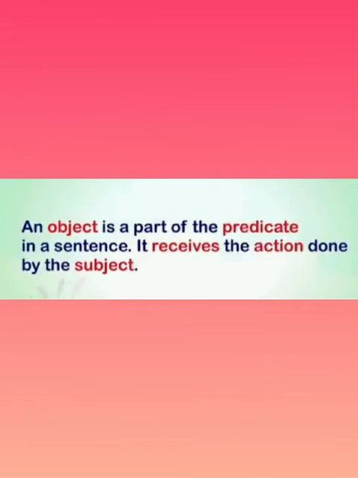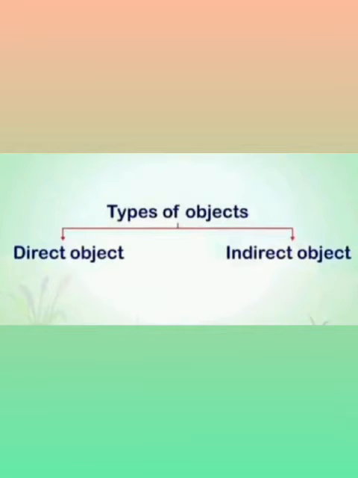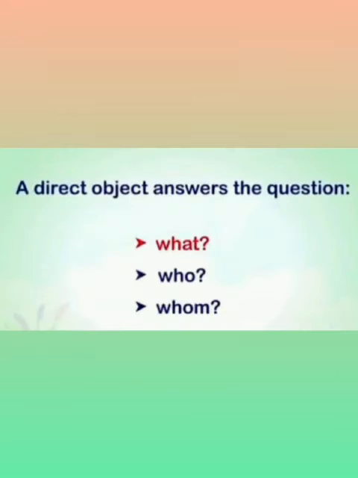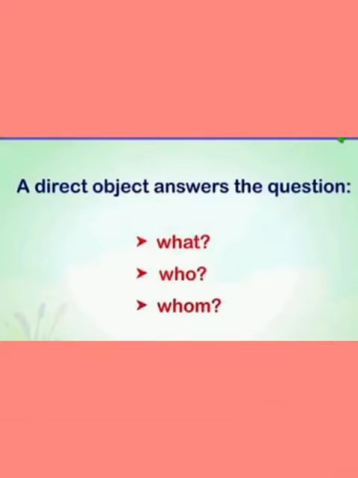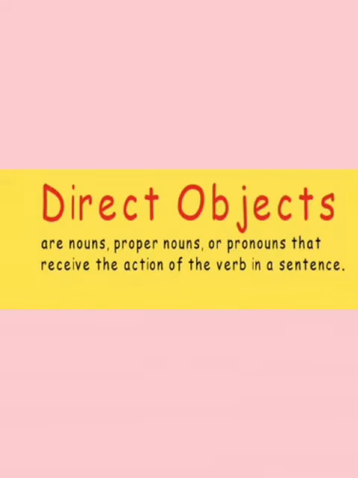Now, there are two types of objects, direct object and indirect object. So, today we will talk about direct and indirect objects. A direct object answers the question what, who, or whom. Direct objects are nouns, proper nouns, or pronouns that receive the action of the verb in a sentence. Now, to identify the direct object in a sentence, first we have to find the subject, then the verb, and then we can easily find out the direct object, that is, who receives the action.